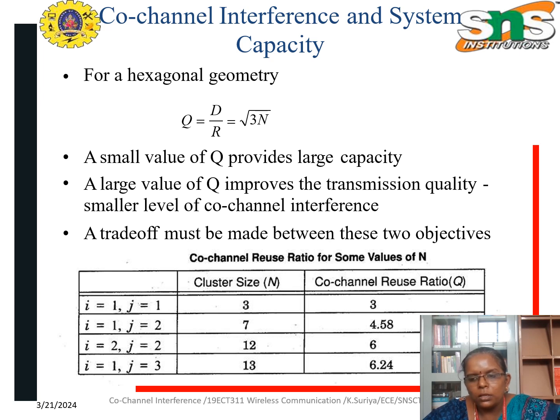As shown in the tabular column, as the size of the cluster increases, the co-channel reuse ratio also increases. So one method to overcome co-channel interference is to vary the cluster size. You have to choose a proper cluster size such that it does not affect the capacity, does not affect the quality, and less interference is maintained. You know that N is calculated using i square plus ij plus j square. The values of i and j are used to calculate the cluster size N, which we have seen already in frequency reuse.